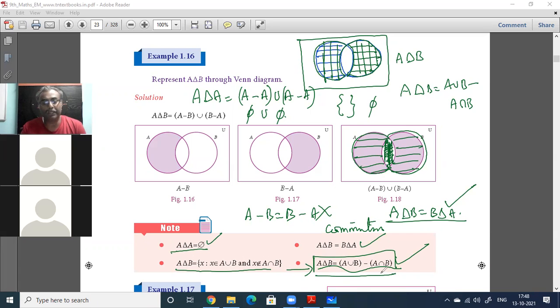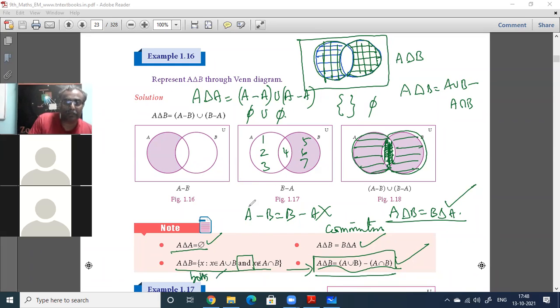X is an element of A union B and X is not an element of A intersection B. Okay. Let us put this here. X is an element of A union B: 1, 2, 3, 4, 5, 6, 7. Now, X is an element of A union B, but X is not an element of A intersection B. And means both. The condition must be both.